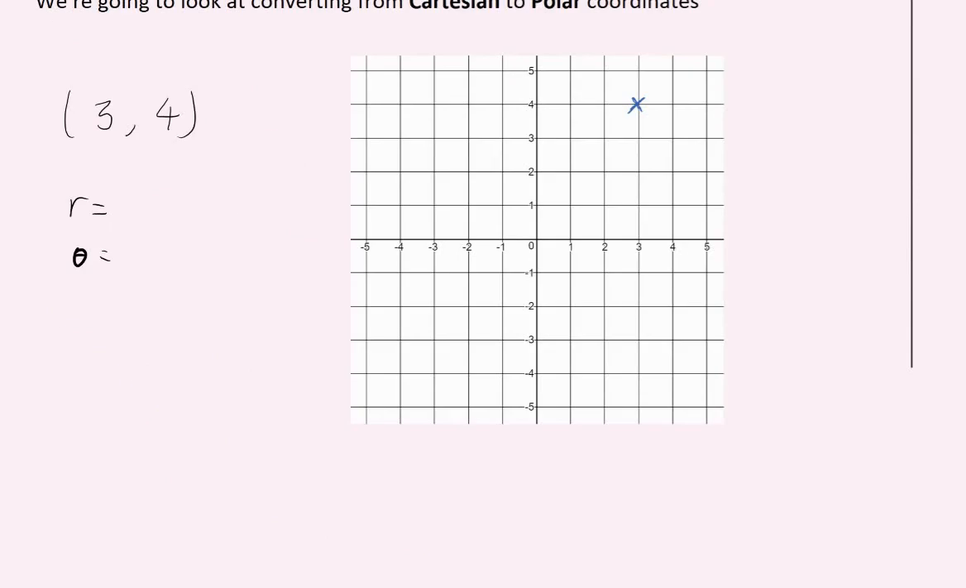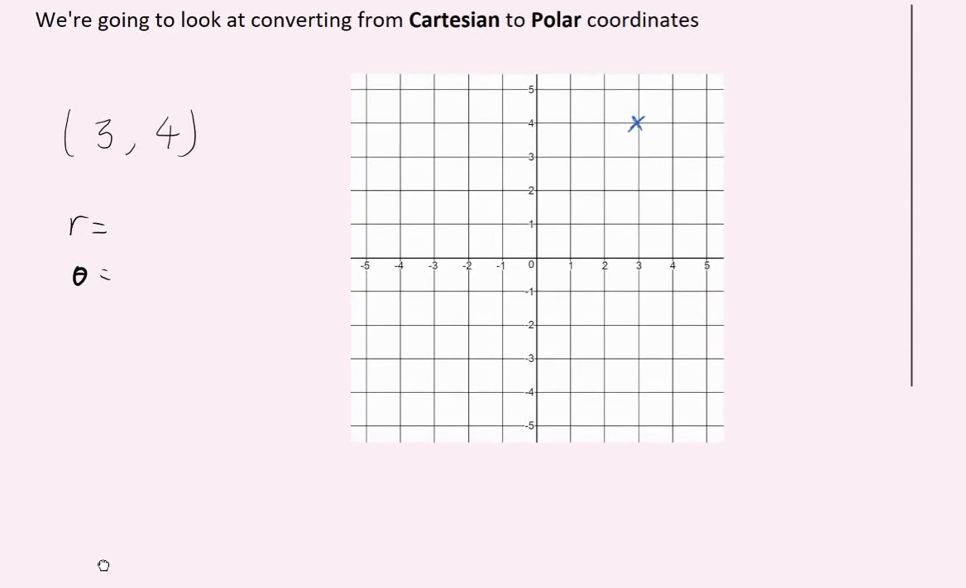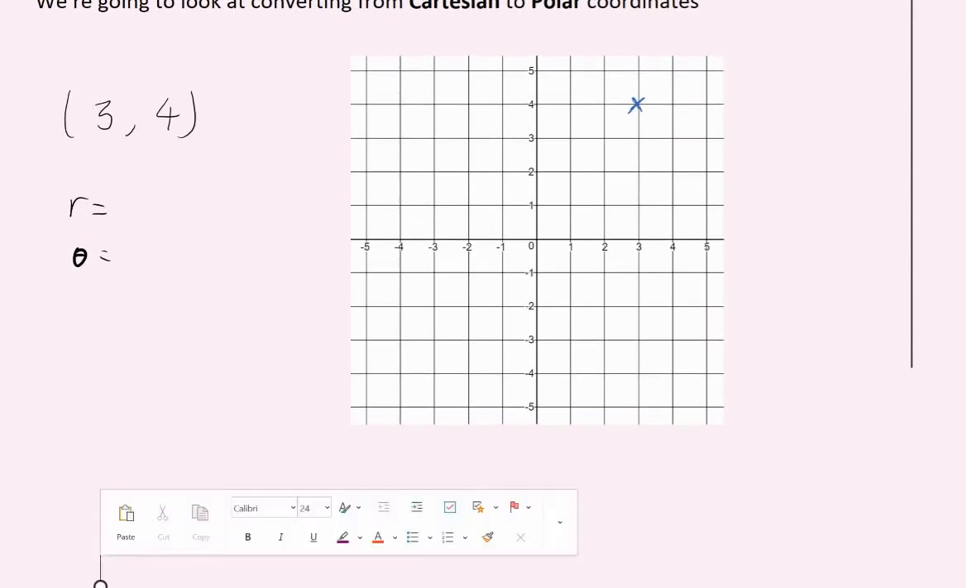Some useful skills are converting from Cartesian to polar and polar to Cartesian. This is where the Pythagorean trick is going to come into it. So if I've got the coordinate 3, 4 labelled here on my graph, I can convert it to polar coordinates. What I'm going to do is make a triangle.